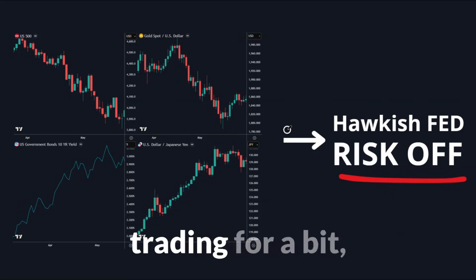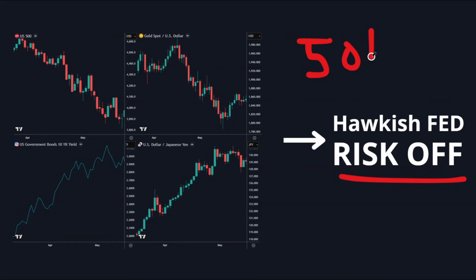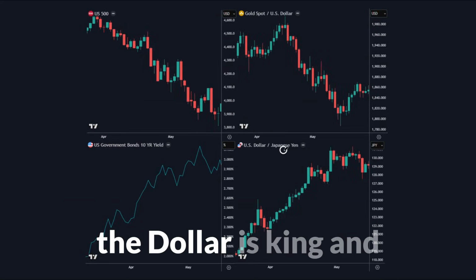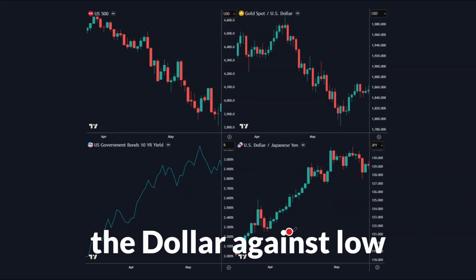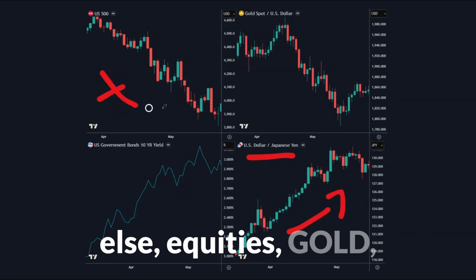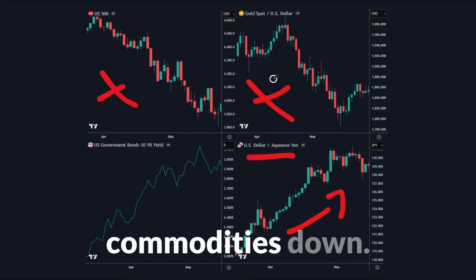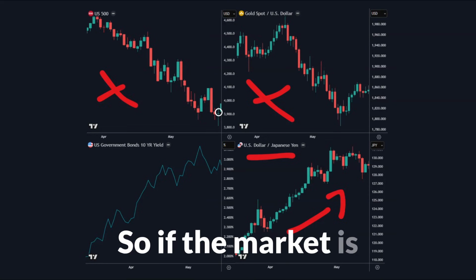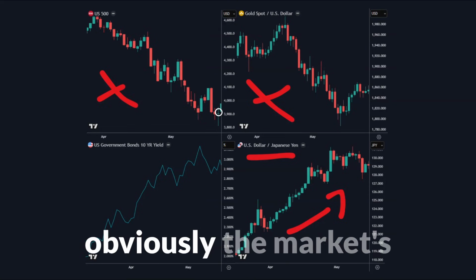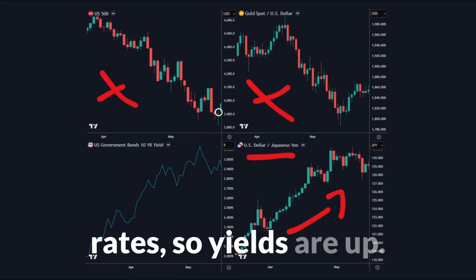This, obviously, if you've been trading for a bit, was in 2022. The Federal Reserve was hiking 50 basis points, even 75 basis points at a time. And simply in this environment, the dollar is king. And the dollar against low yielding currencies in particular is king. While everything else, equities, gold, commodities in general, oil also is usually down. So if the market is crashing, obviously the market is just trending lower because the Federal Reserve is raising rates, so yields are up.